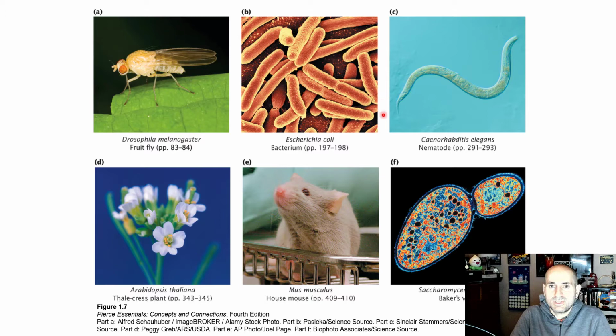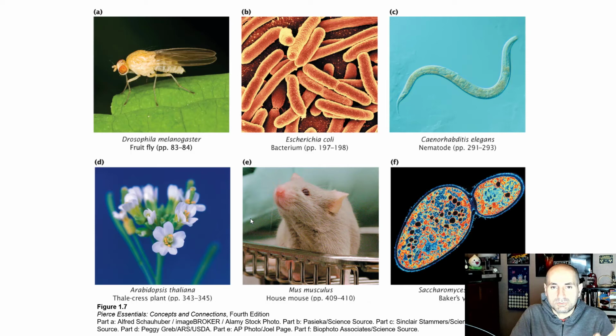You have Caenorhabditis elegans, or C. elegans, as it's normally called. This is a type of roundworm or nematode. Then you have Arabidopsis thaliana, and this is a type of plant. Then you have Mus musculus. This is your mouse. And Saccharomyces cerevisiae. This is a type of yeast. Okay, so you have different model organisms, and all of these are being used in genetics labs across the planet.